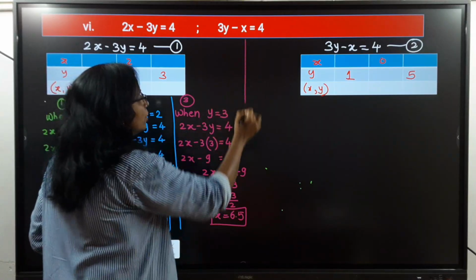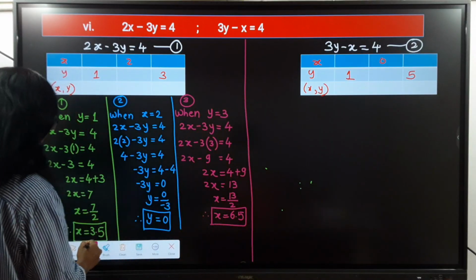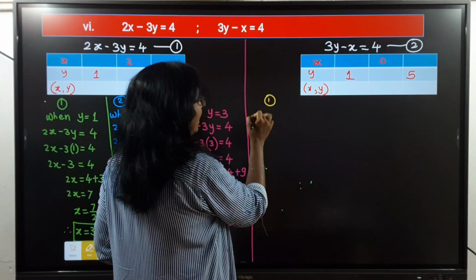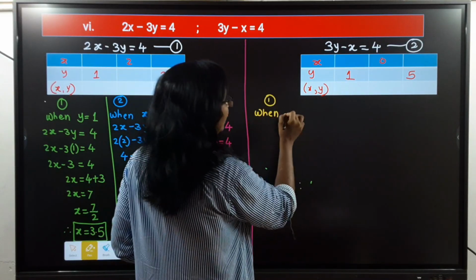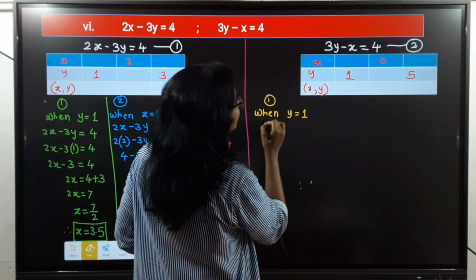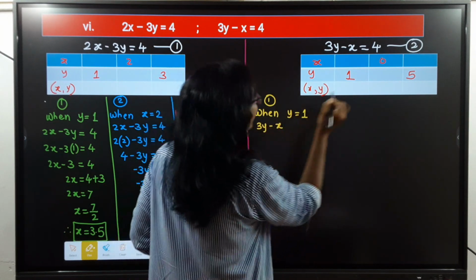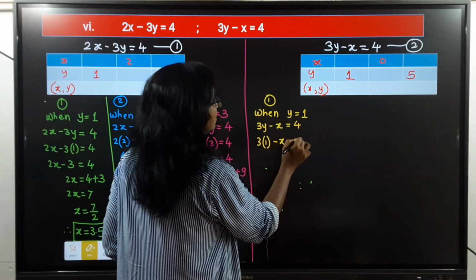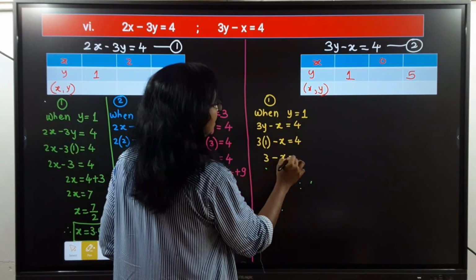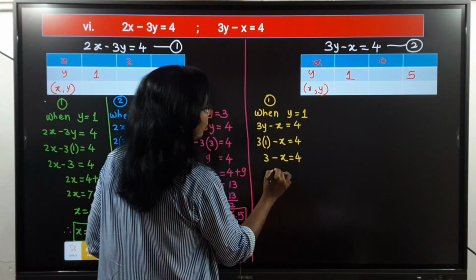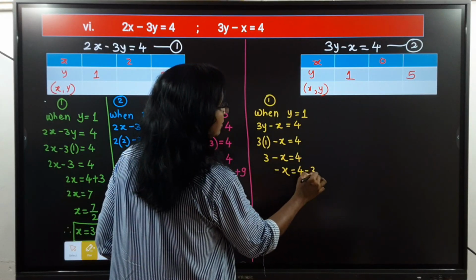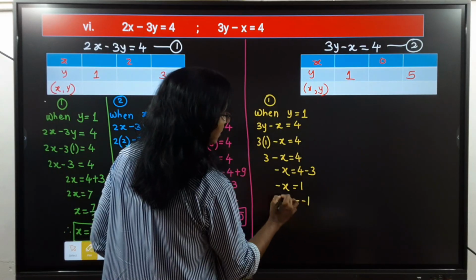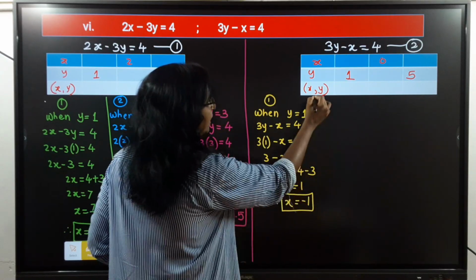Then here are the values for the next equation. Consider the first value for y. So when y is equal to 1, the equation 3y minus x is equal to 4. So 3 multiplied by 1 minus x is equal to 4. So 3 minus x is equal to 4. So therefore minus x is equal to 4 minus 3. Therefore minus x is equal to 1. Therefore x is equal to minus 1. We shift the minus sign to the right hand side.